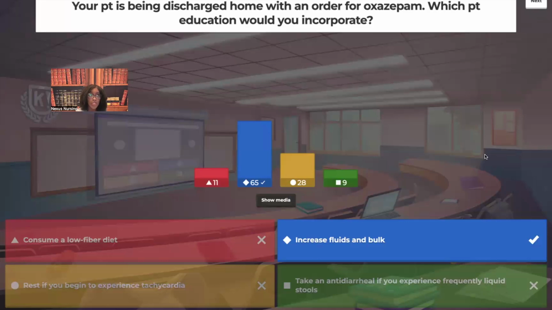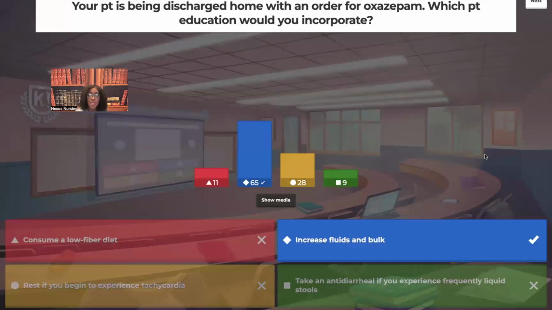So you're going to teach the patient to drink lots of fluids, ingest lots of fiber, and to ambulate a lot, right? To help decrease the constipation. Now, let's say you had no idea what the answer was. If you looked at your options, you would have seen two opposites. You see, consume a low fiber diet and then increase fluids and bulk.